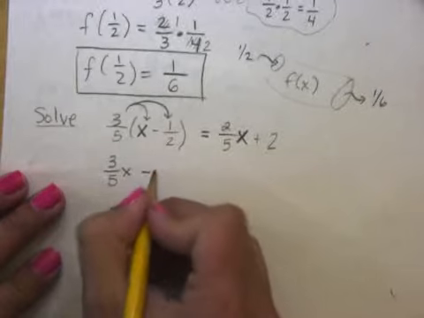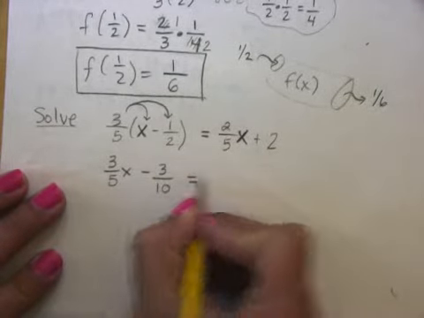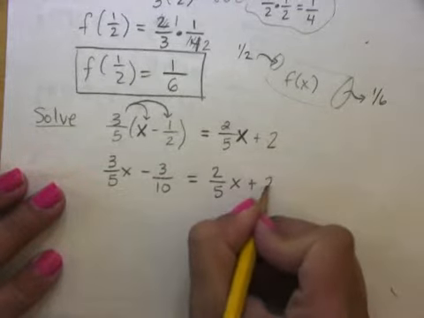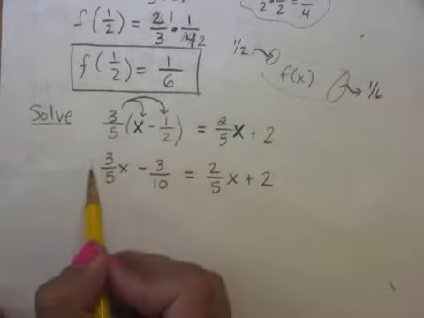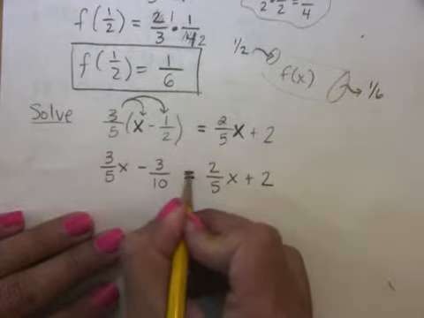3/5 times negative 1/2. It's easy because it's multiplication. So 3 times negative 1 is negative 3. 5 times 2 is 10. Therefore, you get rid of the parentheses. You only have to do that, you guys, if x is in 2 places. Now I want to get my terms with x together. So I want to get these 2 guys together. But I can't just add them right now because they're on opposite sides of the equal sign.